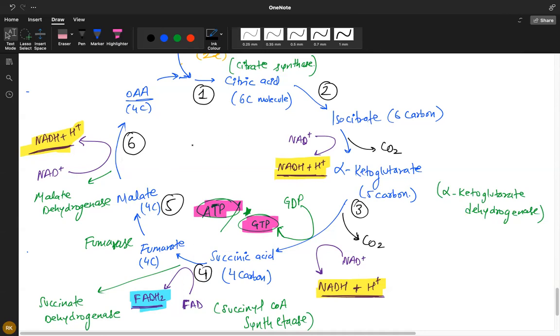Then step 2 and 3 are called decarboxylation steps. Step 1 is the condensation step; step 2 and 3, to form succinic acid, are called decarboxylation, because you can understand why it is called decarboxylation: carbon dioxide is removed, right? Is it clear?